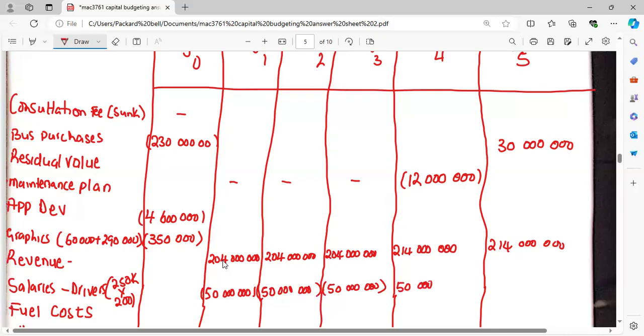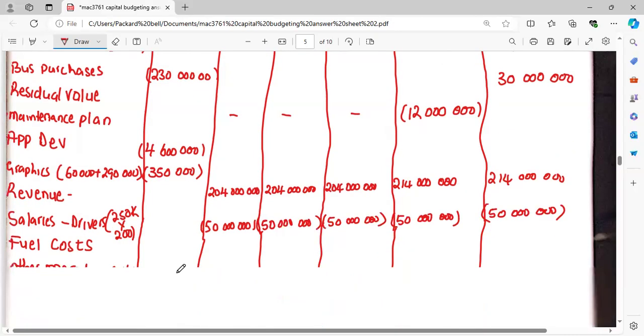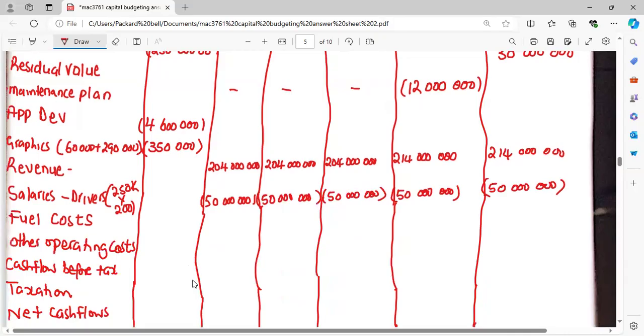There is no escalation on these salaries, it's still the same. Right, so we'll be done with the salaries for the drivers. Then we go to fuel cost.